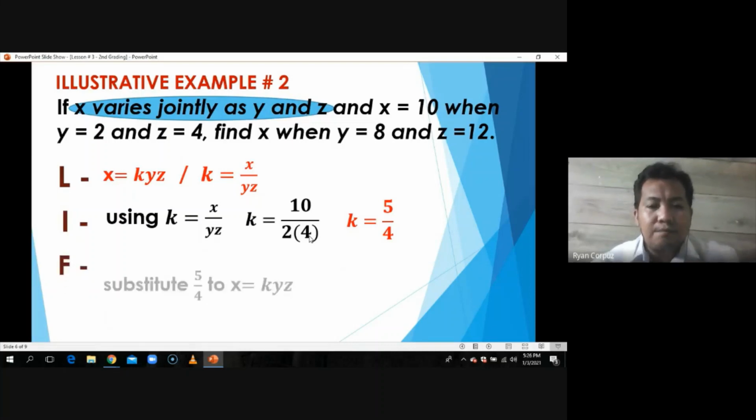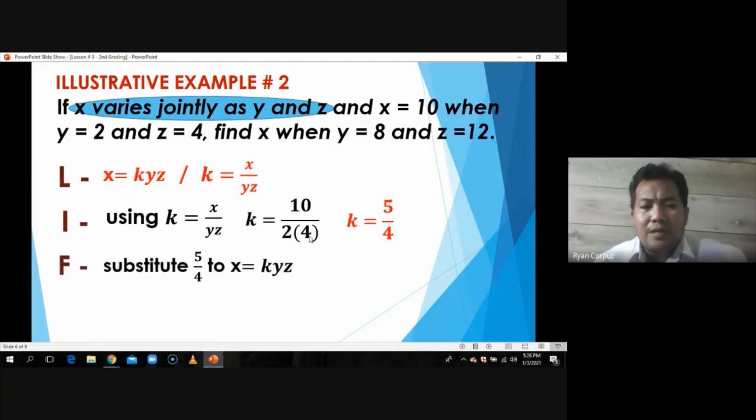Then using 5 over 4, that 5 over 4 is to be substituted on the first form equation na x is equal to kyz. So substituting it, we'll come up with x is equal to 5yz over 4. So since 5 ang numerical coefficient, ang numerator niya, kasama niya yung yz, then over 4.